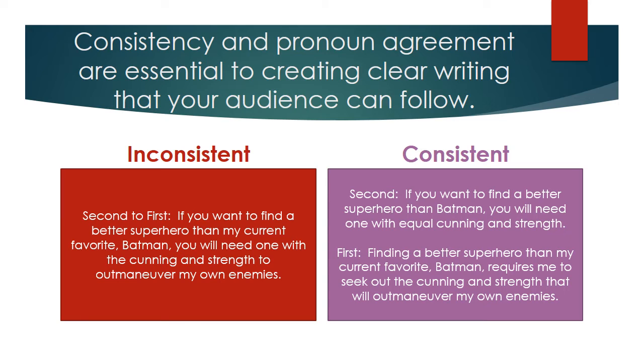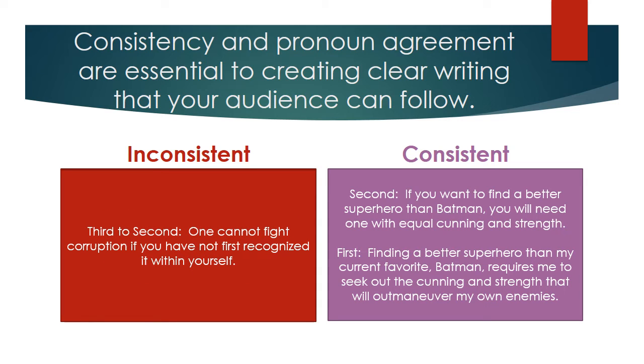And each one portrays a certain sense of complexity that the inconsistent sentence confuses. Who is responsible in the first sentence? We simply don't know. Our second example of inconsistency goes from third to second person.